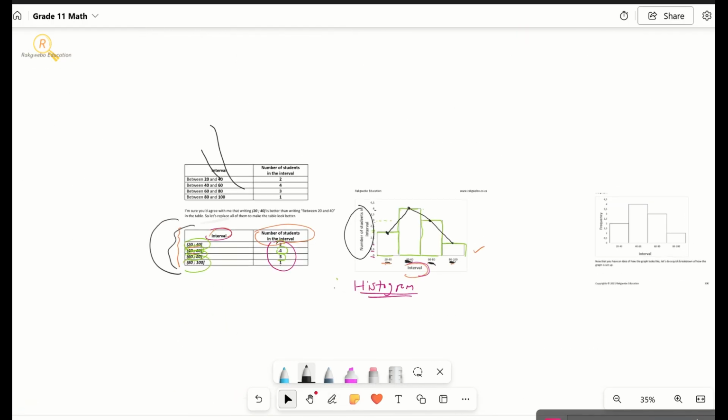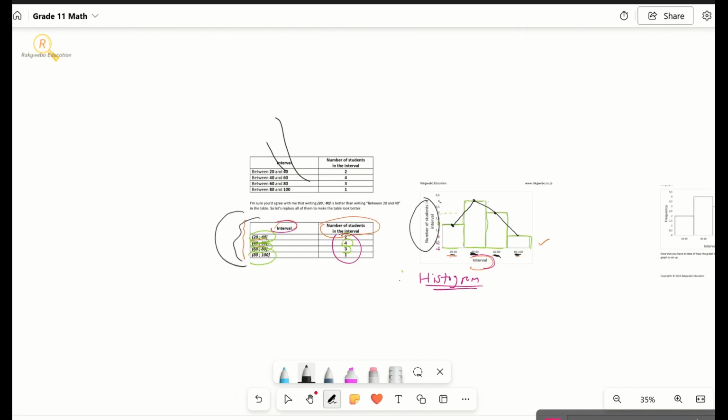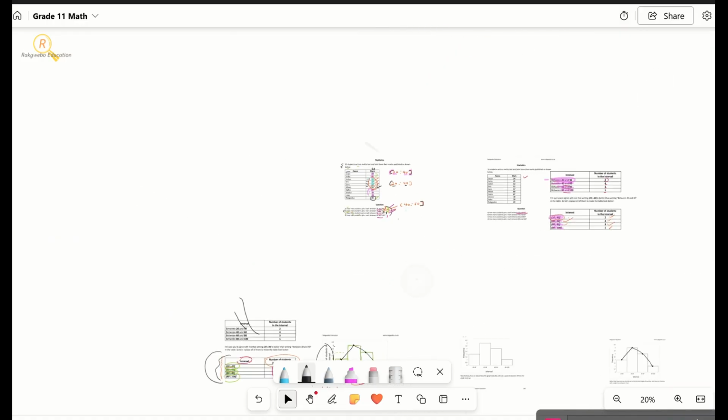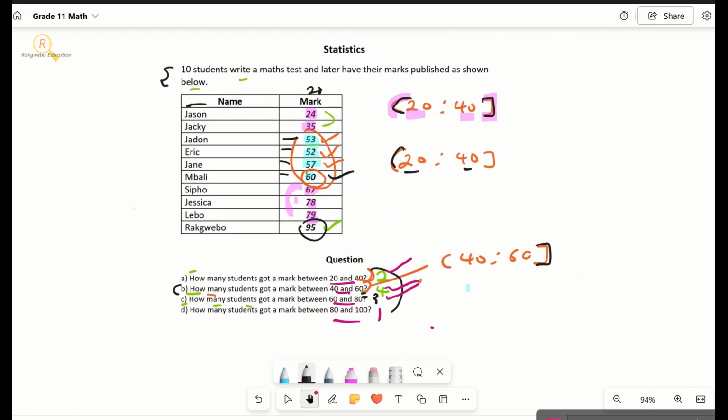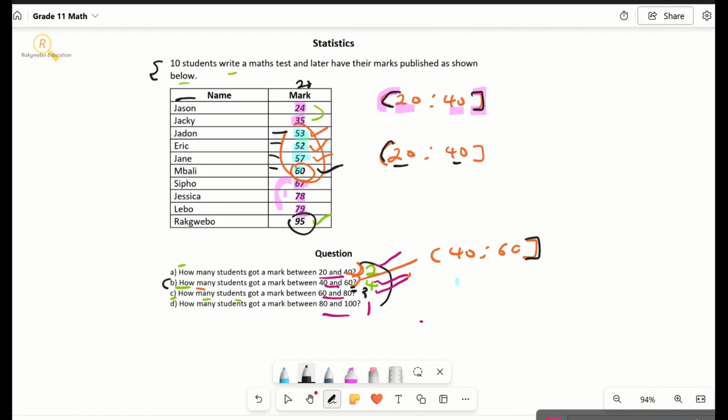So when I started the session, I told you already, in this session, we're going to be covering what we call the histogram and the ogive. This is a topic you're going to get taught in term 3 when you open under statistics, grade 11. Okay, sharp.